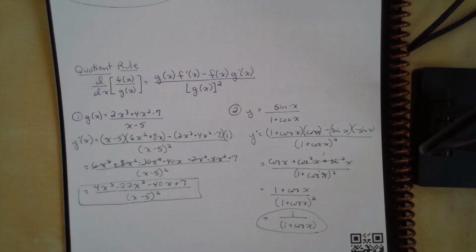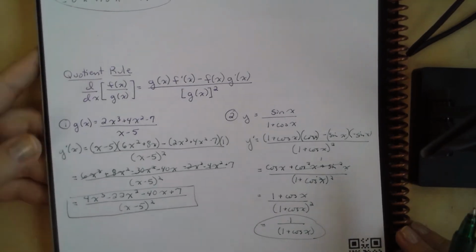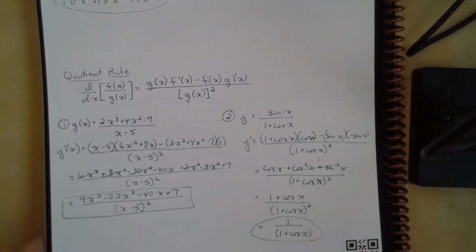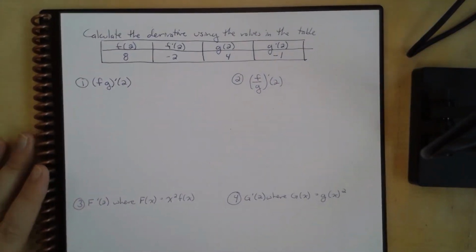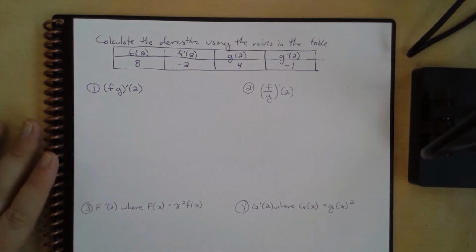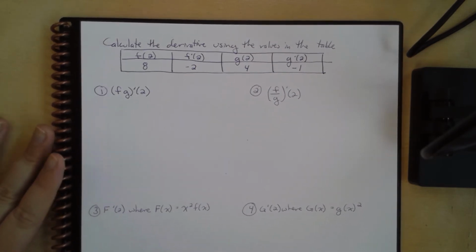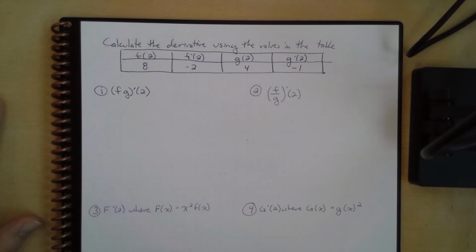So we can actually take these product and quotient rules and apply them in a slightly more general sense, using a table here. So we are asked to calculate the derivative using the values in the table. And you will have problems like this in your assignment, and that's kind of why I included them here. I think they're a lot of fun, and I think they're a good challenge to do.